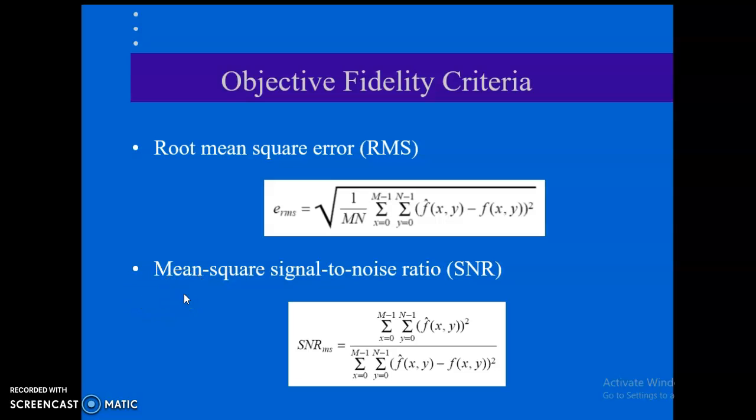Root mean square error. Mean square signal to noise ratio. SNR_MS equals summation over x equal to 0 to m minus 1, summation over y equal to 0 to n minus 1 of f cap of x comma y whole squared, divided by summation over x equal to 0 to m minus 1, summation over y equal to 0 to n minus 1 of (f cap of x y minus f of x y) whole squared.